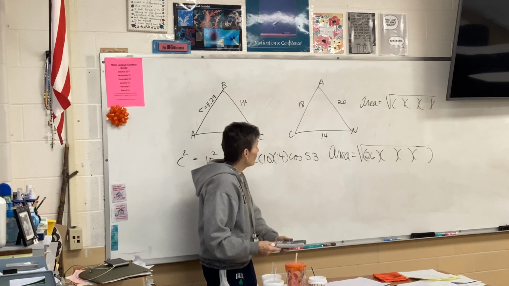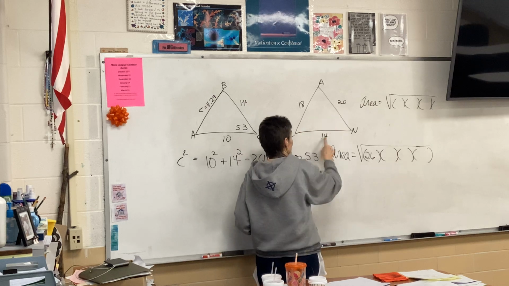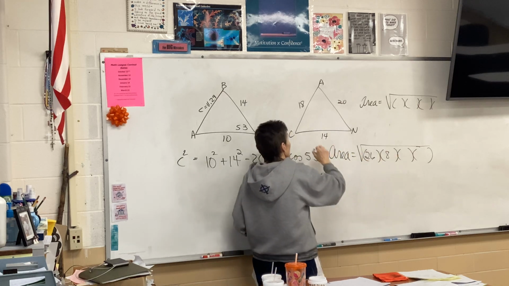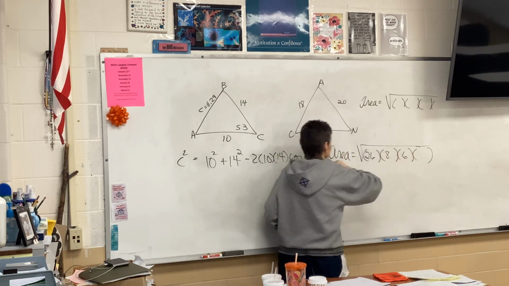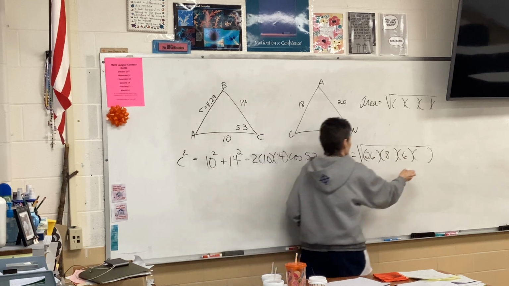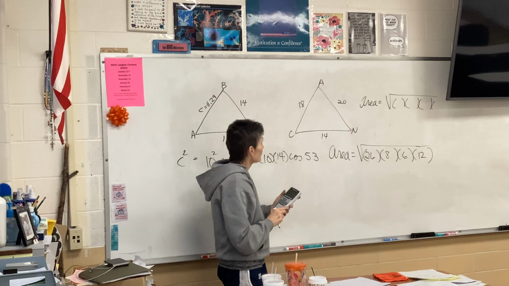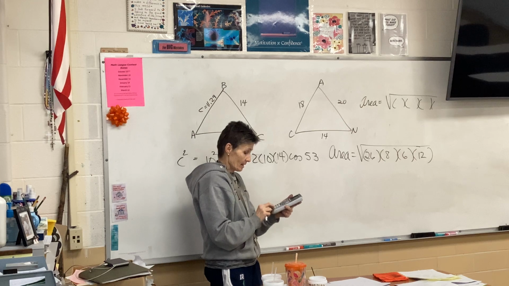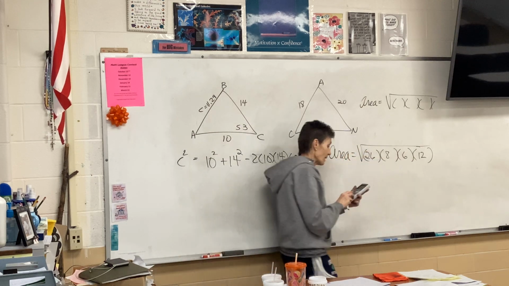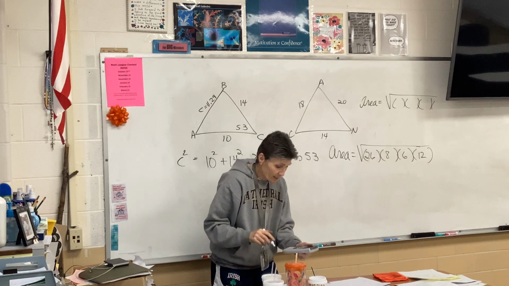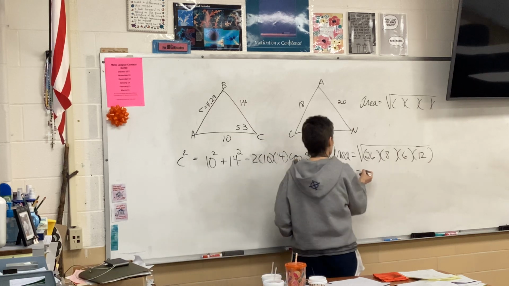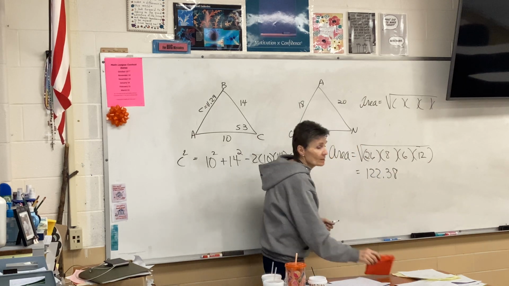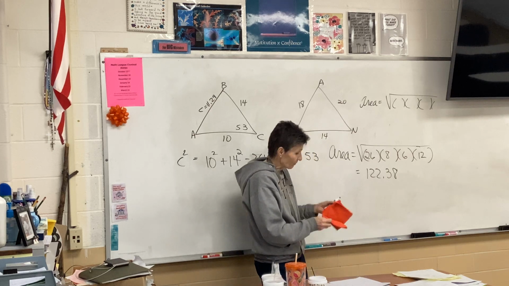Now, take 26 minus each side in any order. So 26 minus 18 is 8. 26 minus 20 is 6, and 26 minus 14 is 12. Now, I will multiply all those things together, and again, it's under a radical, so I have to make sure I square root that, and the area is 122.38. There's no units, so I'm not going to worry about that. I'm just going to write down the answer.